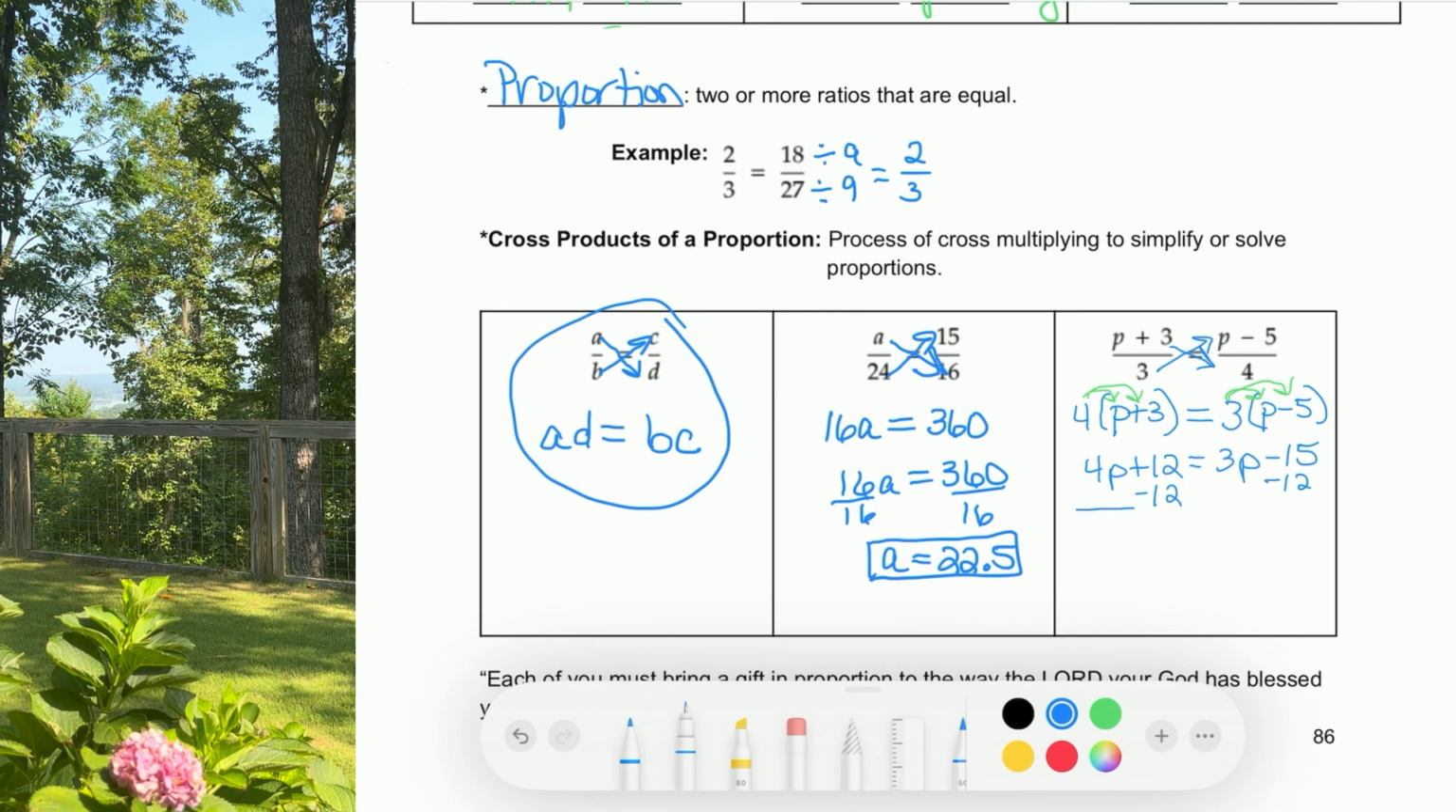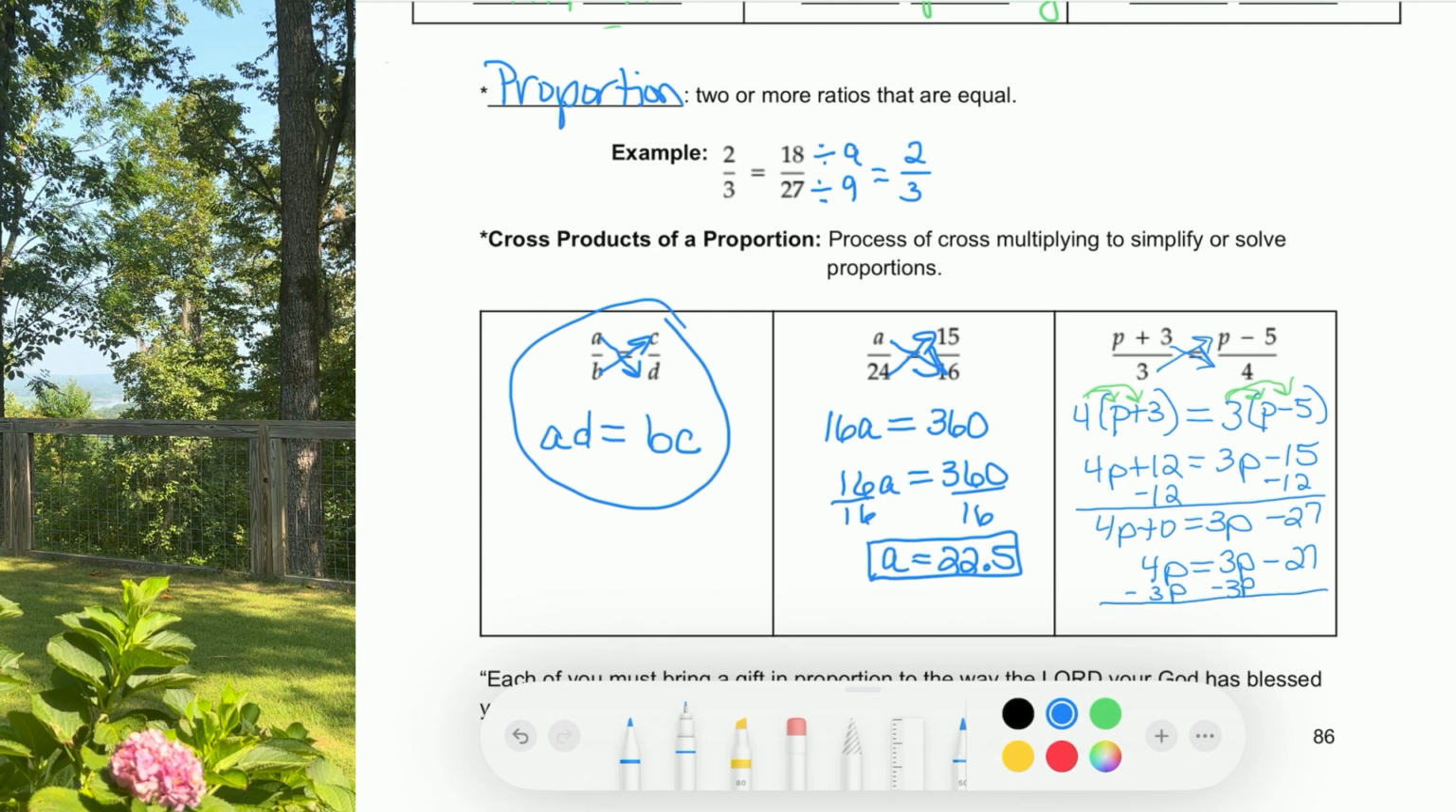I can subtract 12 from both sides and end up with 4P plus 0 equals 3P minus 27. Rewrite it so we can see what our next step is. Now I need to move my 3P to the same side as the 4P. So I'm going to subtract 3P. I get 1P equals 0 minus 27. So my answer is P equals negative 27.